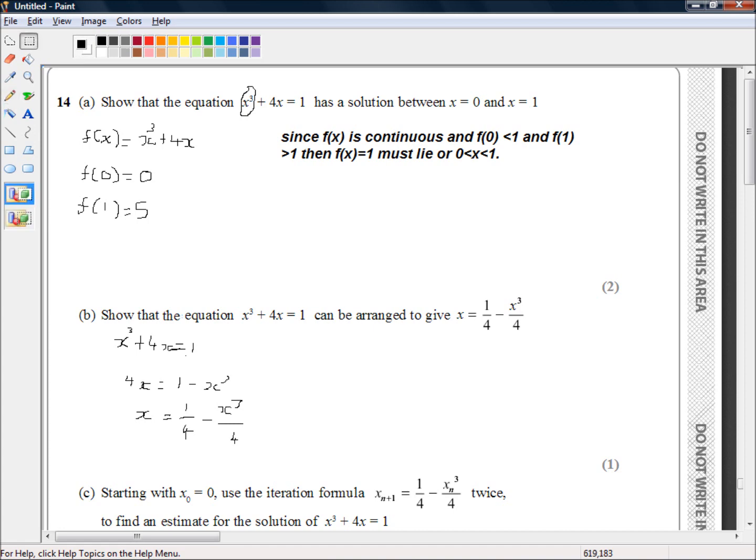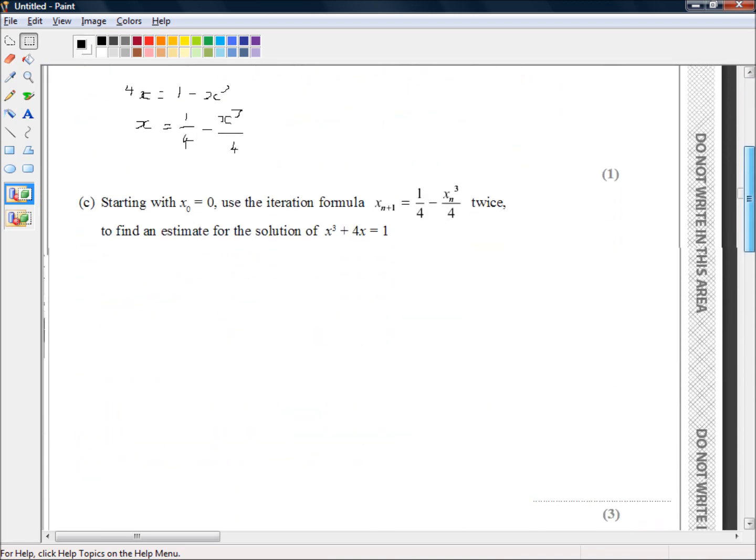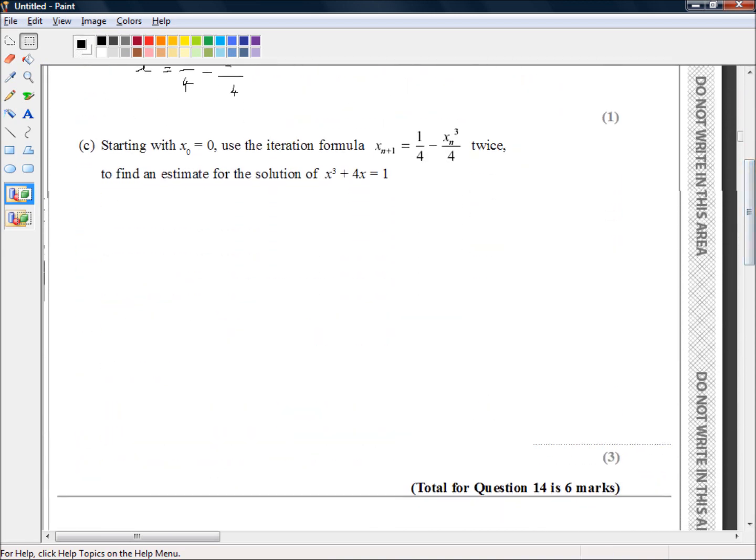Picking up in part C, it says starting with x sub 0 equals 0, use the iteration formula x of n plus 1 is equal to 1 over 4 minus xn cubed over 4 twice to find an estimate for the solution of x cubed plus 4x is equal to 1. Okay. So we're starting with x sub 0 equals 0, so let's have n equals 0, which we don't really have a choice.